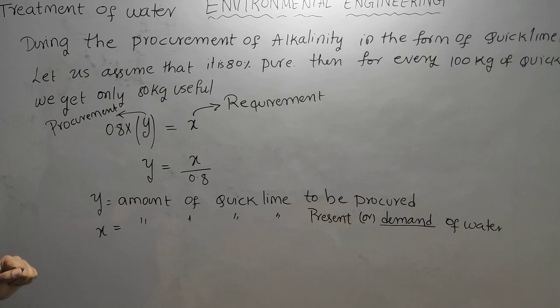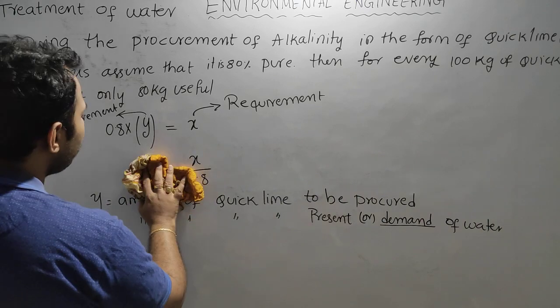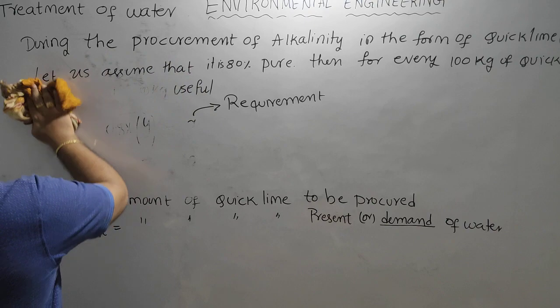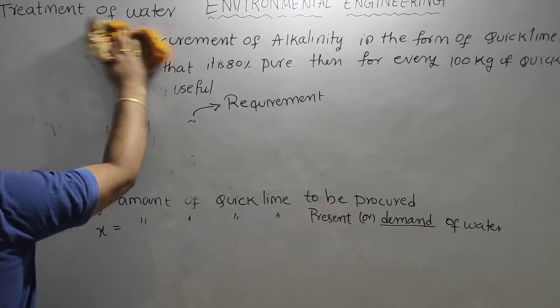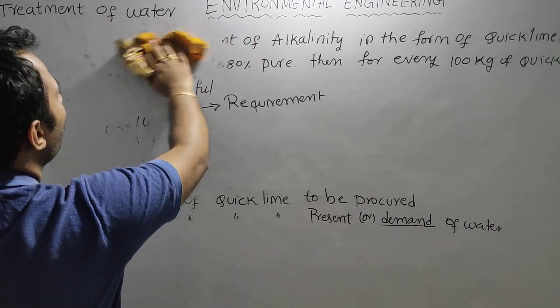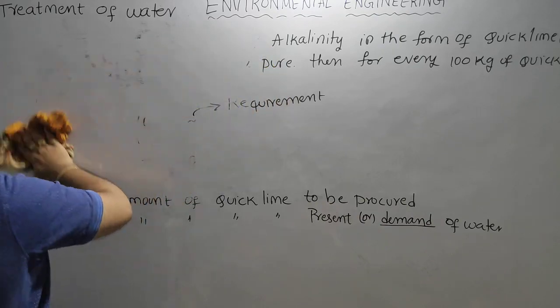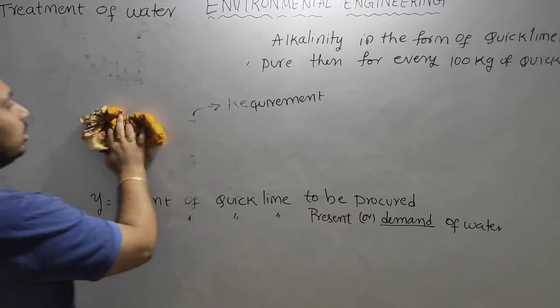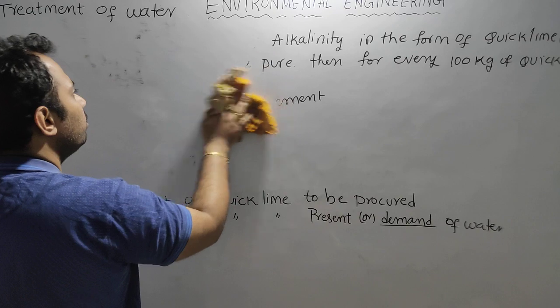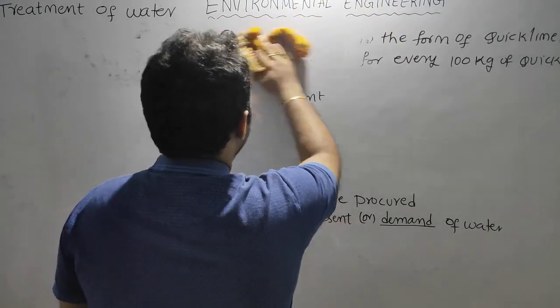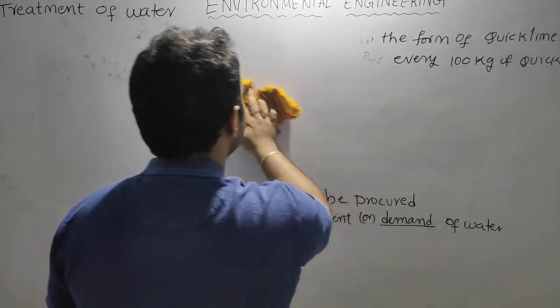Am I clear? So this is what I was telling. It may be quicklime, it may be hydrated lime, it may be bicarbonate, whatever it may be. If it is impure, then we need to take something extra. Okay. So now, finding the optimum dosage of alum. Let us discuss briefly about the jar test.